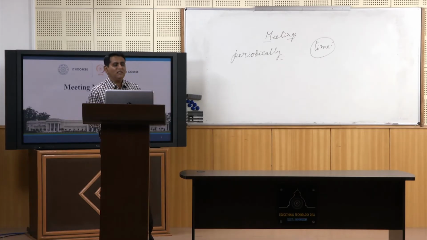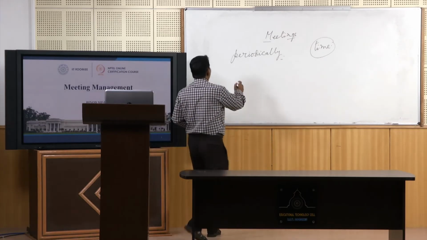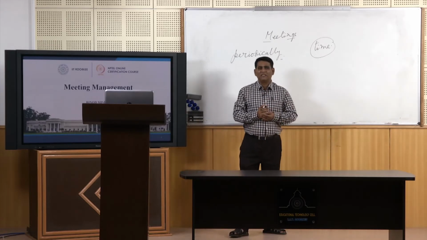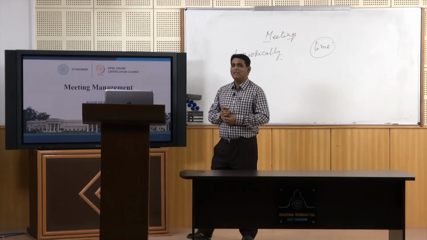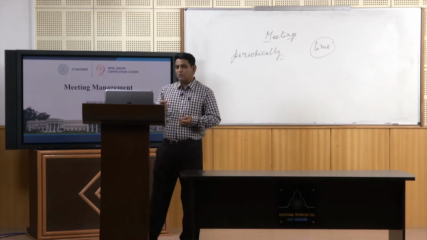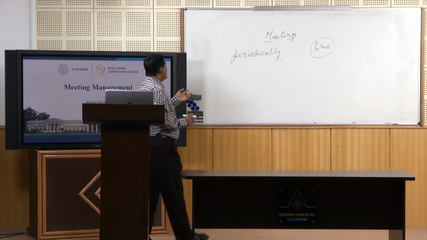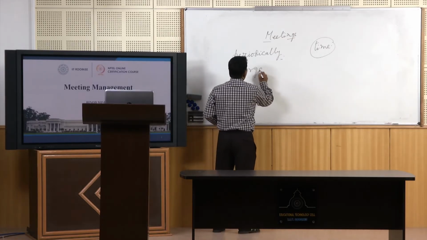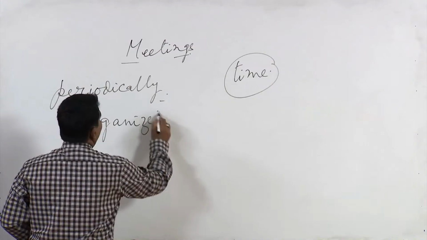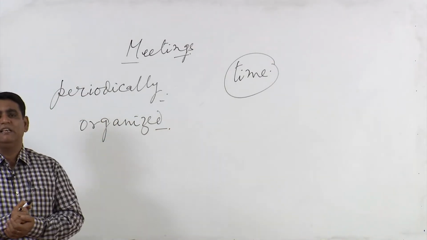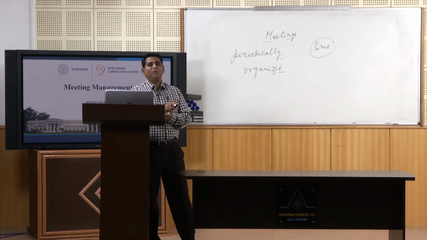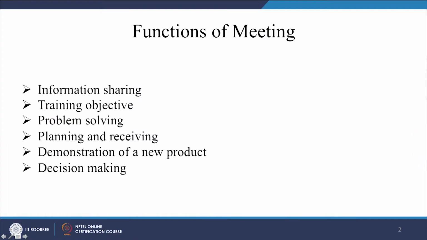Now, what is a meeting? A meeting is actually a gathering of so many people, I mean more than 2 or 3, depending upon the number of the people, that we will discuss later. But then meeting is actually a sort of organized gathering, and that gathering is for a specific purpose. Now, what are the various purposes that meetings have to have?